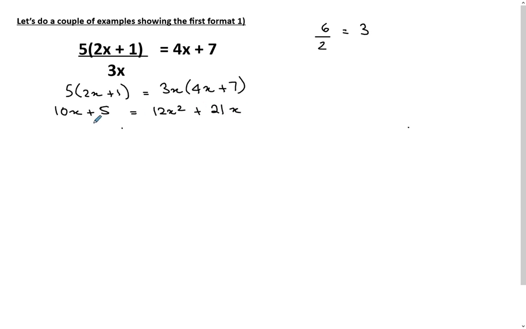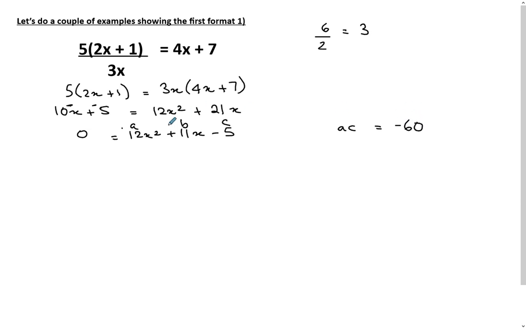We know with all quadratic equations, apart from completing the square, we make one side 0. So because the x squared is on that side, we're going to make this side 0. So we're going to minus 10x and we're going to minus 5. So we've got 12x squared, and then 21 minus 10 is 11. So we've got 11x, and then we've got minus 5. And because it's more than 1x squared, we're using the AC method. So A is 12, B is 11, C is minus 5. And when you multiply A times C, you get minus 60.